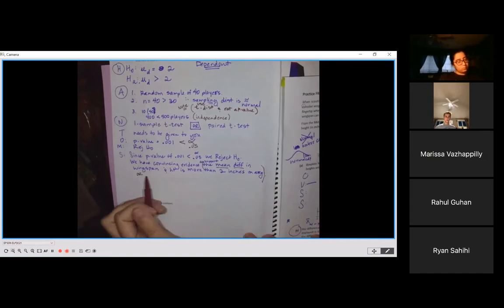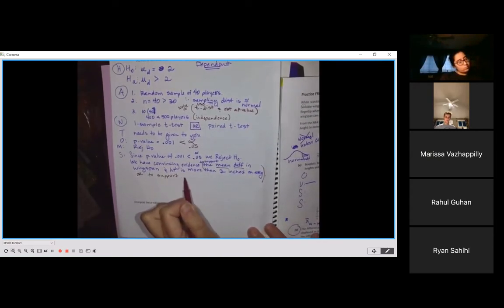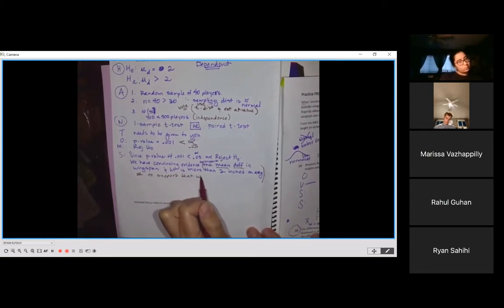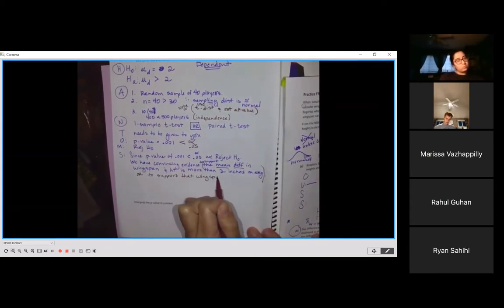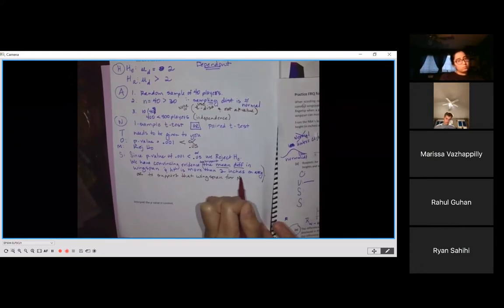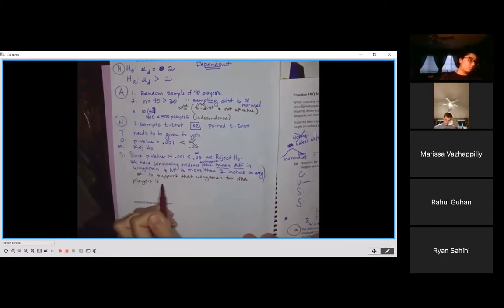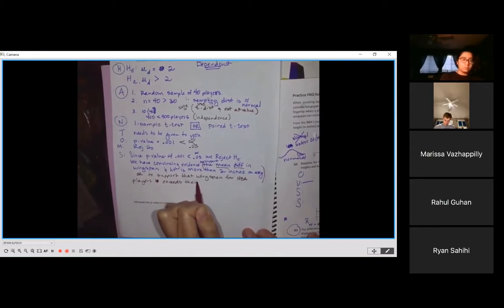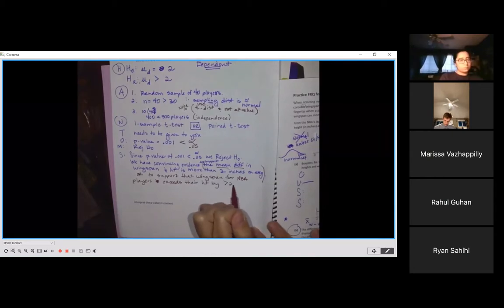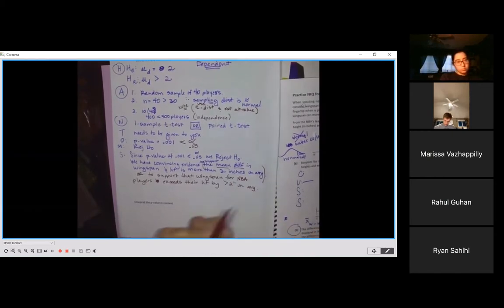Or we have convincing evidence to support, go back and type it or write it as the question, that wingspan for NBA players exceeds their height by more than 2 inches on average. Basically, you're just going to rewrite the question, or rewrite what it was that they were asking there.